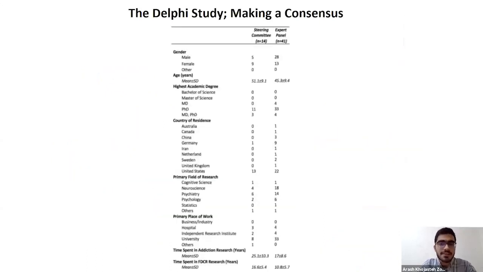So here you can see the general characteristics of the participants, which made up a good diversity in the field regarding different aspects such as countries, research fields, time spent in addiction research, and FDCR studies.